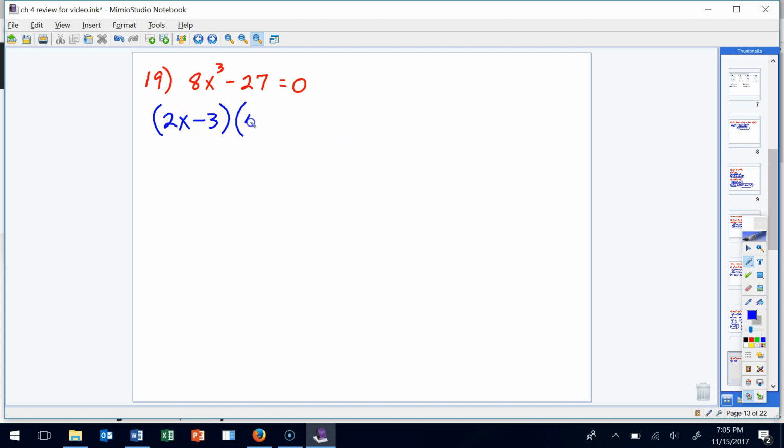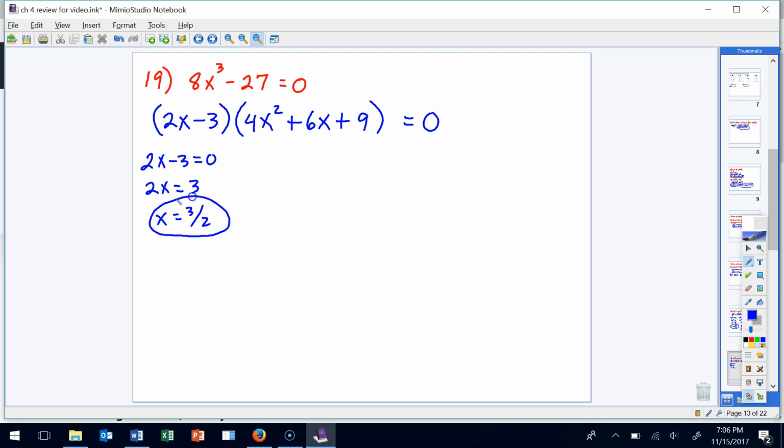Square the first term, that's 4x squared. Plus, multiply these together, that's 6x. Plus, square the last term. 3 squared is 9. Okay, make each of your factors equal to 0 and solve for x. So one of my solutions is 3/2. The other two will come out of this, and it doesn't factor, so I'm going to have to use the quadratic formula or completing the square.